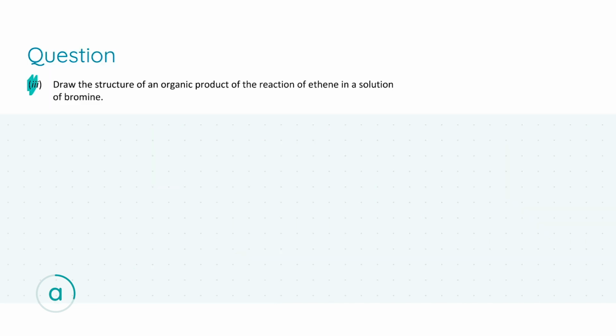In part 3, we were asked to draw the structure of an organic product of the reaction of ethene in a solution of bromine. This might come out of nowhere. You mightn't exactly know why they're asking what happens if I react ethene and bromine. Just to give you a reminder of where you might have seen this before, this is a saturation test for certain organic compounds. For example, you would mix ethene with bromine water, or in this case just a solution of bromine, and it's able to tell you if it's a saturated compound or an unsaturated compound. And in this question we're being asked to draw out that compound.